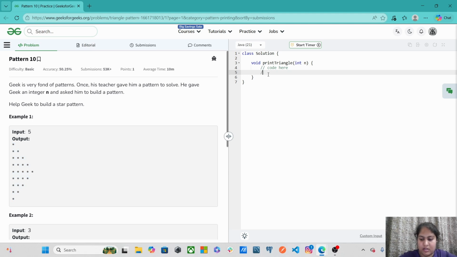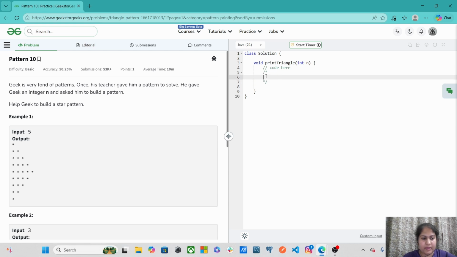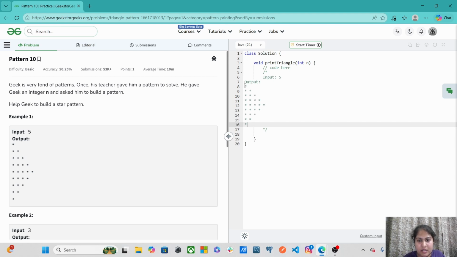Guys, if you can see clearly what is happening here, let me show you. This first half represents the left right angle triangle and this second half represents the inverted left triangle. Am I correct?